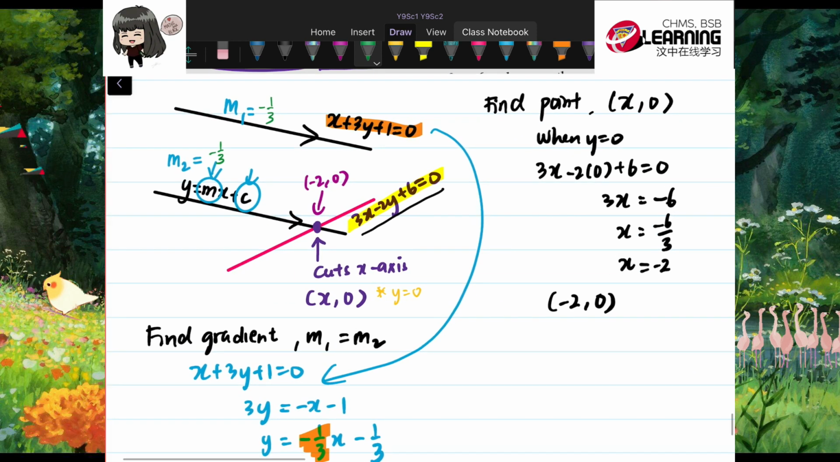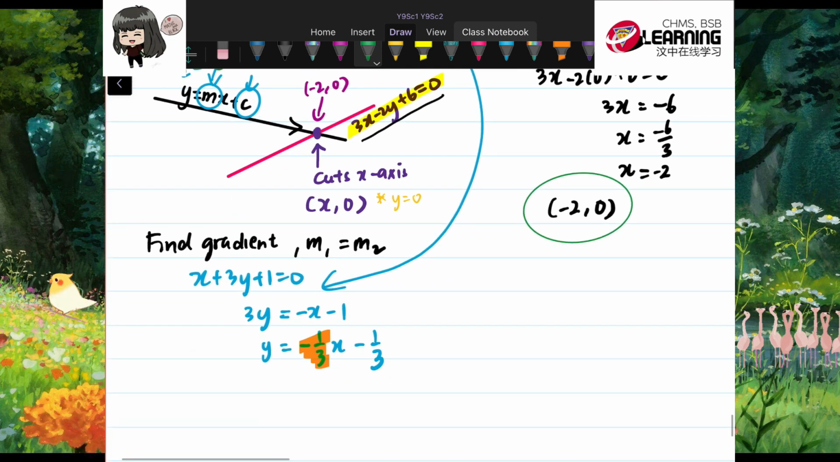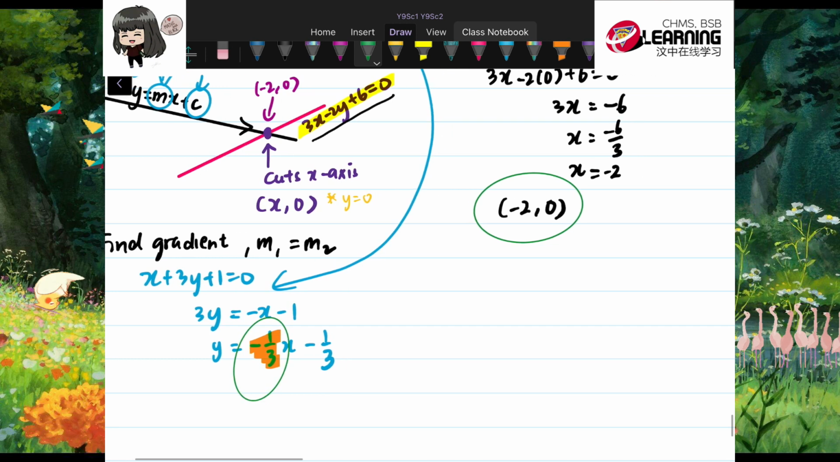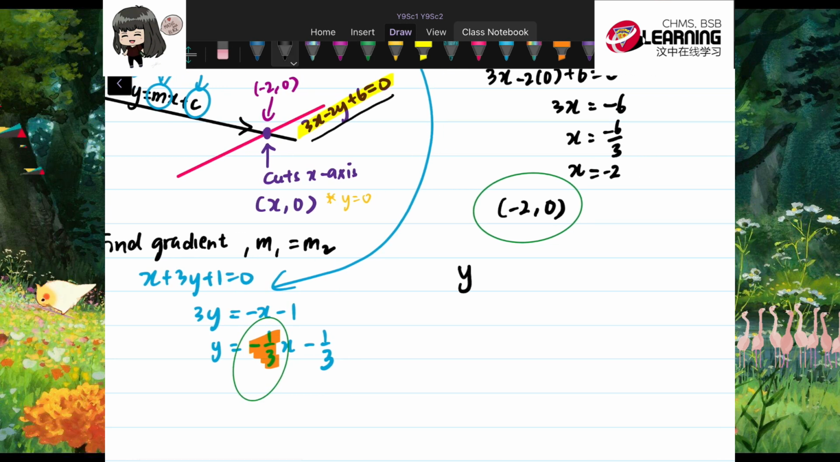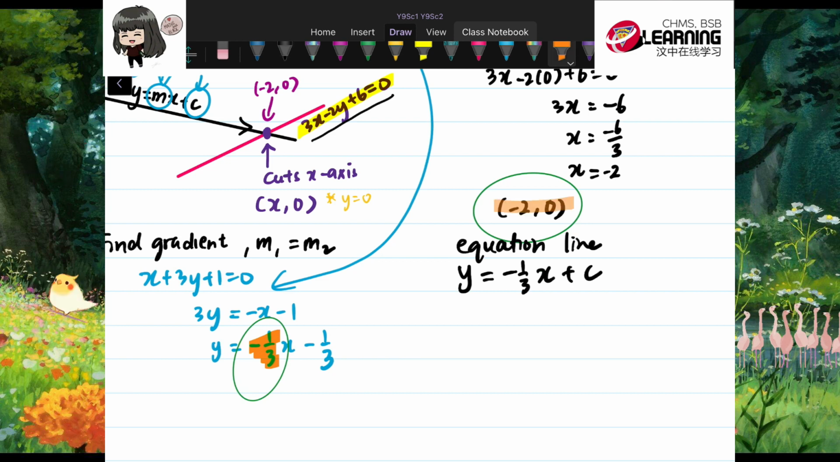We have negative 2, 0 already here, and we have our gradient already, which is negative 1 over 3. So we can find our equation. Now we find our equation of the line. So y equals mx plus c. We sub in our negative 2, 0 into our x and y. So 0 equals negative 1 over 3 times negative 2, plus c.